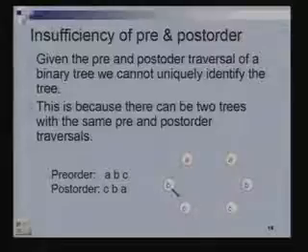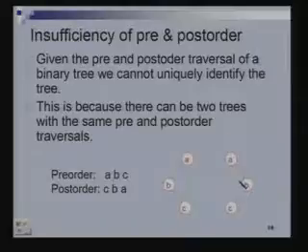But here note that what was happening was that some nodes in the tree had only one child. Suppose I gave you this information that every internal node of the tree has 2 children.